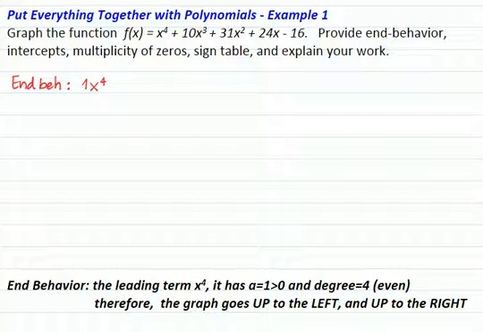Because the leading coefficient is 1 and it's positive, and the degree is 4, which is even, this function will rise to the left and will rise to the right.